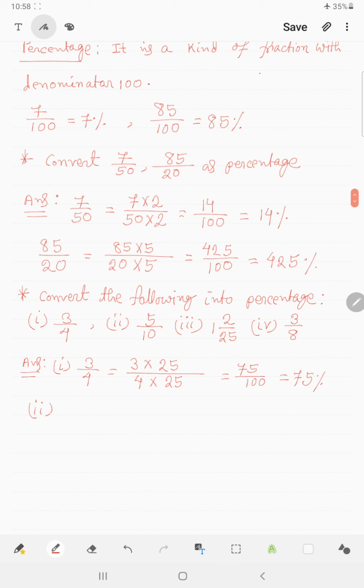Now I'm going to write here question number 2, that is 5 by 10. You have to convert this into percentage. How? Same process. Multiply this denominator by 10.